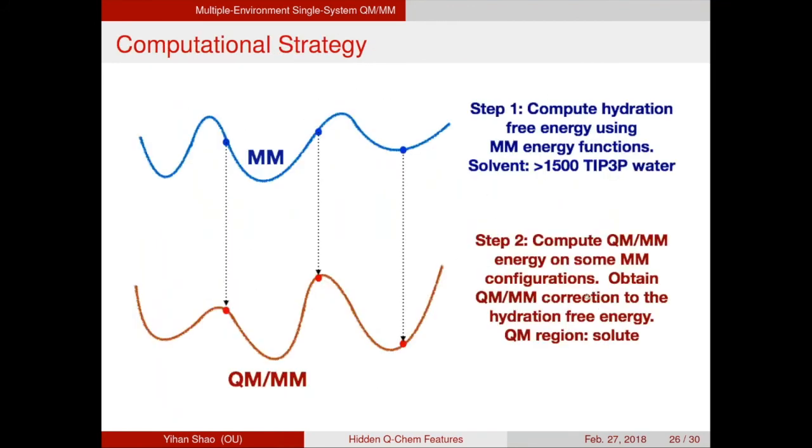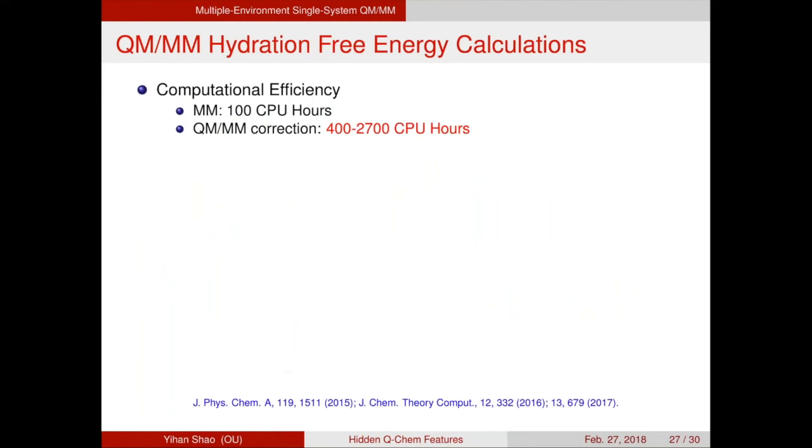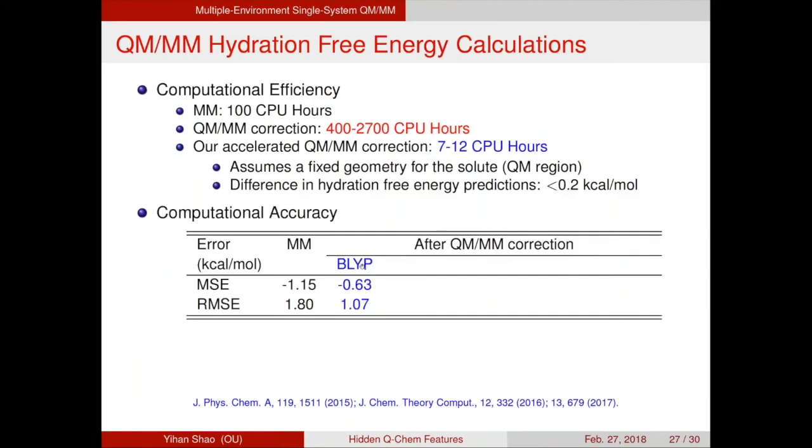When we do the QM/MM correction, the solute molecule becomes the QM region, and the MM region will be all the water molecules, still described as a TIP3P model. If we apply the B3LYP functional on the QM region, that's our solute molecule, the root mean square error is now 1.07 kcal/mol. That's very close to the chemical accuracy that we want from a quantum mechanical calculation like this.